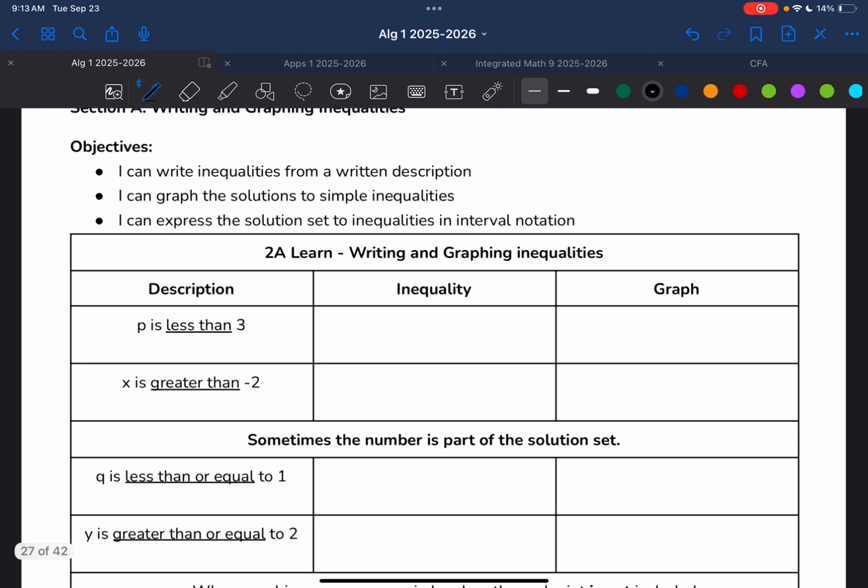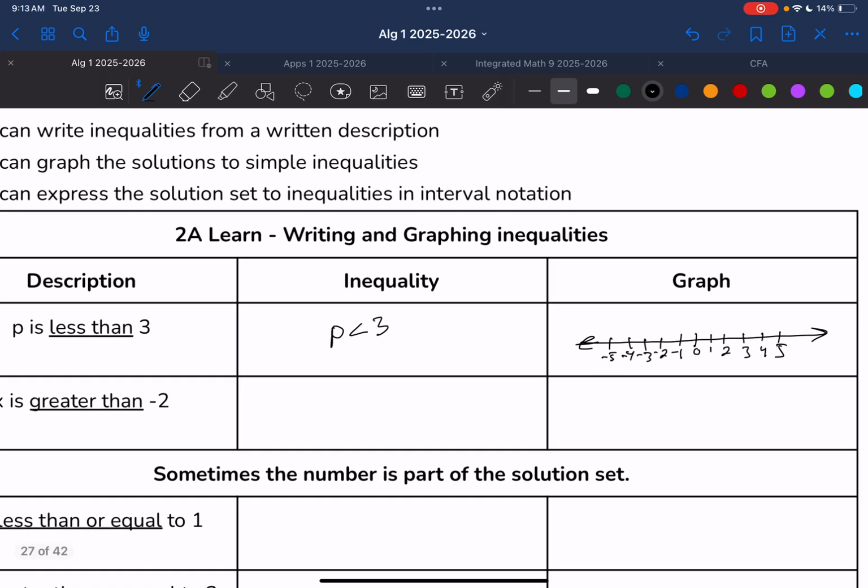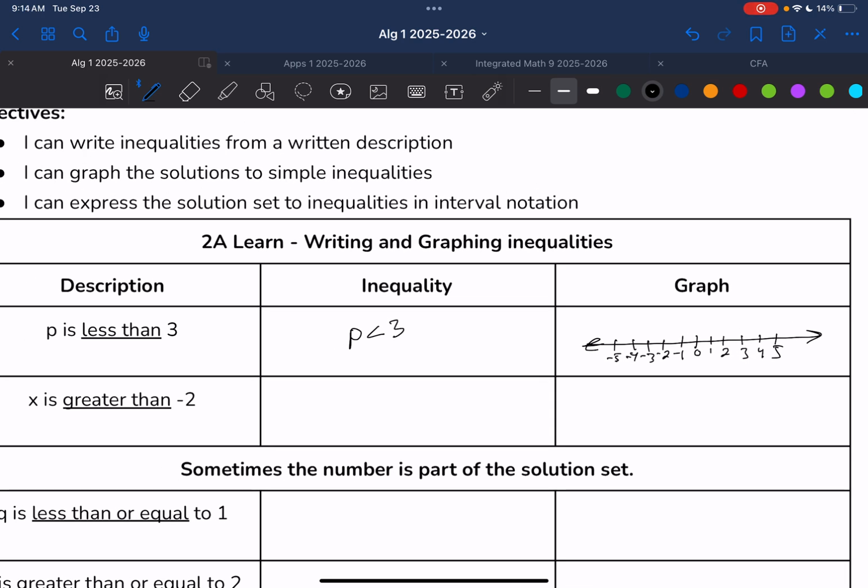P is less than 3. You want to remember what our less than sign looks like. So we would write that P is less than 3. Remember, the alligator eats the bigger number, so P is smaller than 3. And when it says graph, what it means is let's make a number line. So we have 0, 1, 2, 3, 4, 5, -1, -2, -3, -4, -5. And then what it wants us to do is shade all values on this number line that would satisfy this inequality.